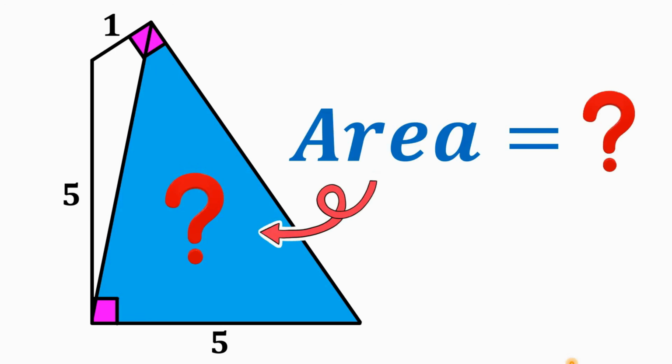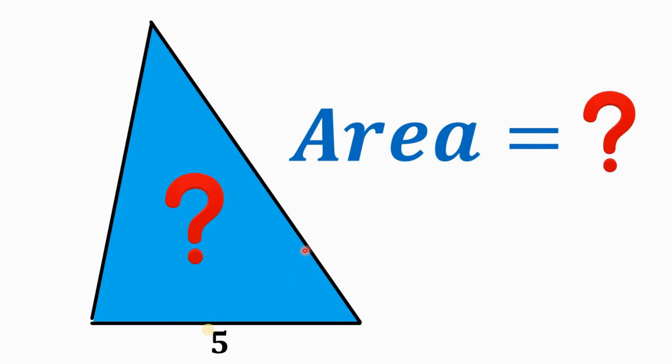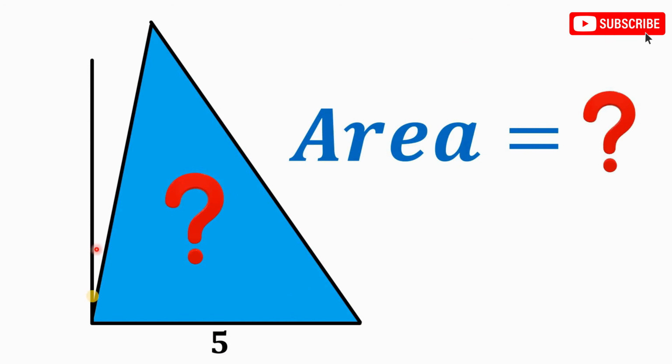Can you solve this geometry challenge? Here's the question. Given this triangle having a base equal to 5 units, from this point, let's draw a segment that is perpendicular to the base, which measures 5 units also.